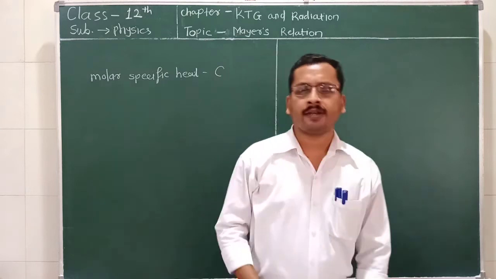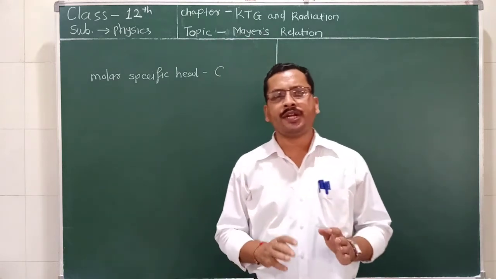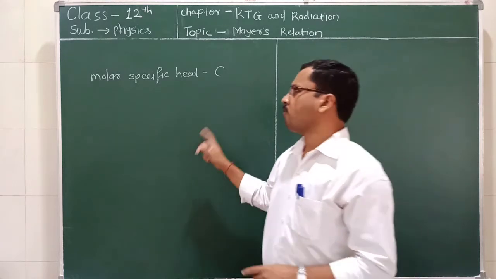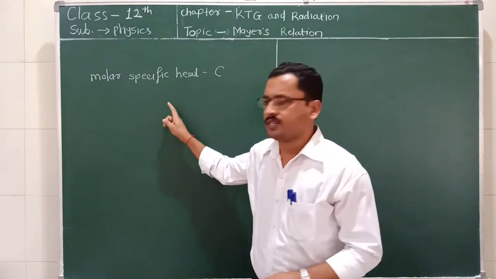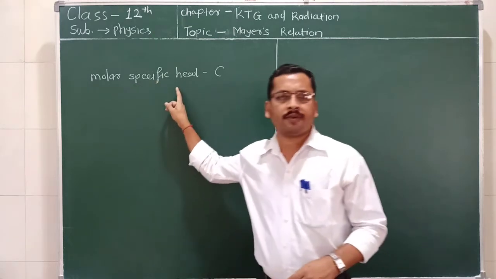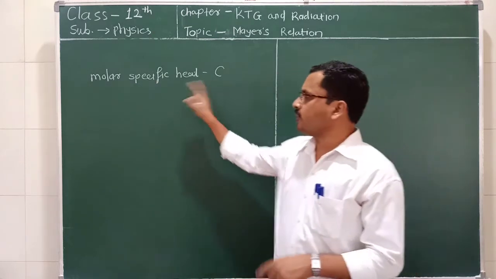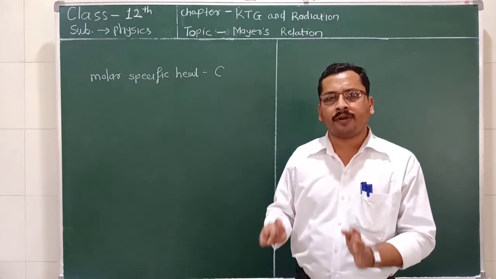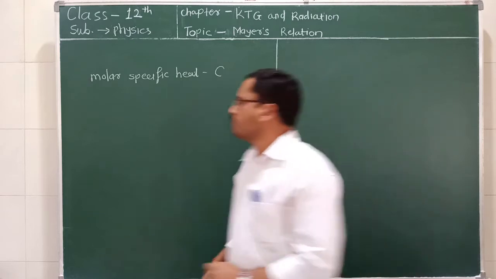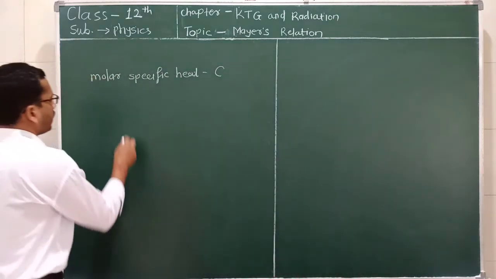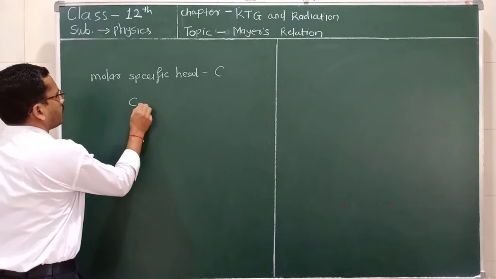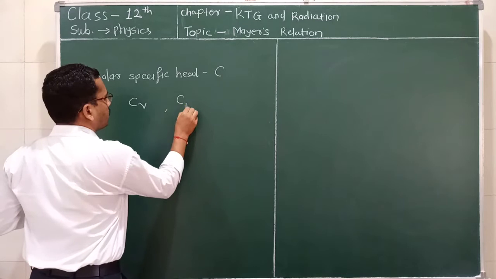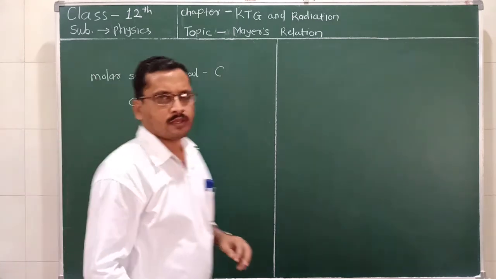Molar specific heat means the amount of heat required to raise the temperature of 1 mole of gas by 1 degree Celsius. It is called the molar specific heat. Now, this molar specific heat is also divided into two parts: at constant pressure and constant volume. At constant volume it is denoted by the letter C suffix V, and at constant pressure it is denoted by Cp.